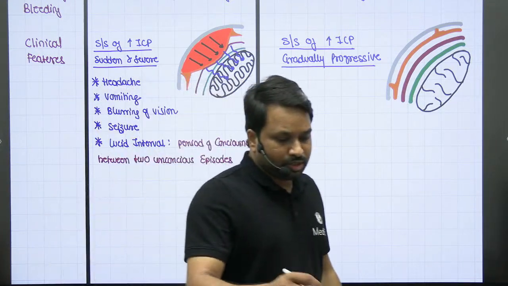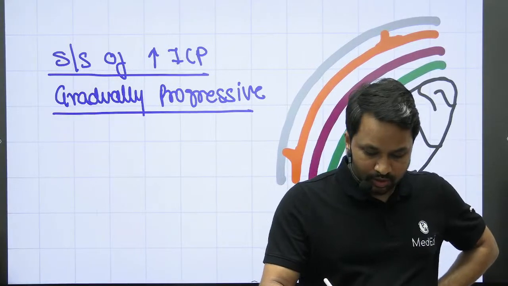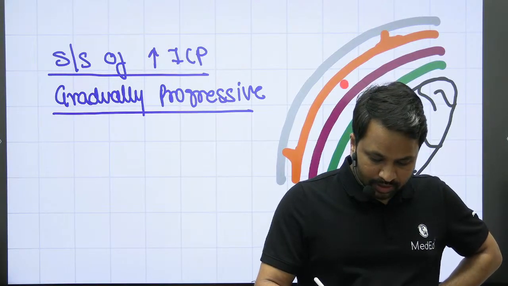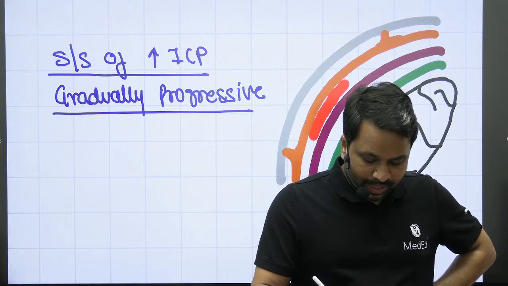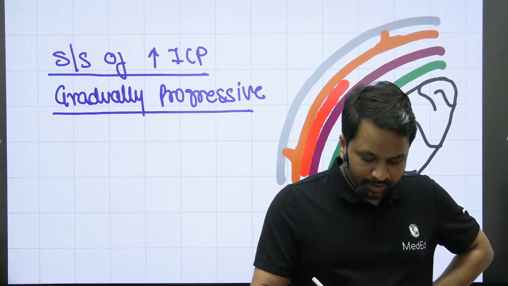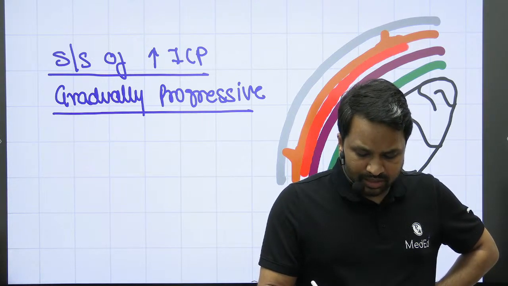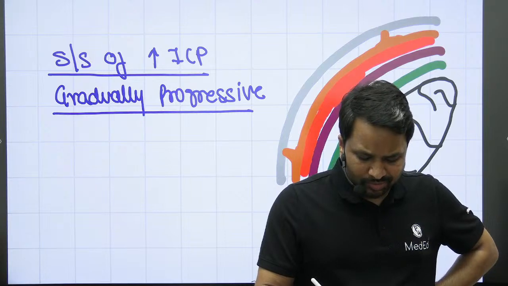On the other hand, when the bleeding is going to occur, where would the bleed occur? Now, bleed is going to occur here. Now, because it's a venous bleed and because there is no barrier, it will continue to occupy this space. So, unless it is occupying the entire compartment, it will not cause symptoms.